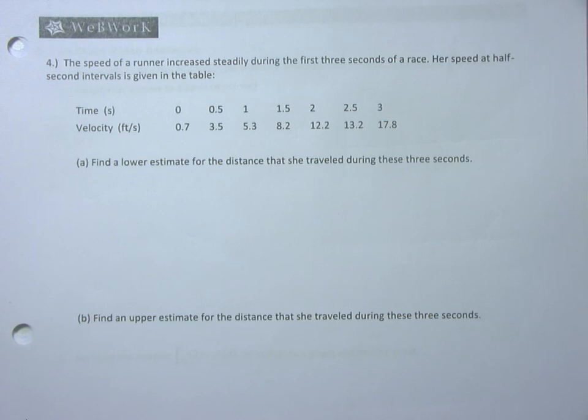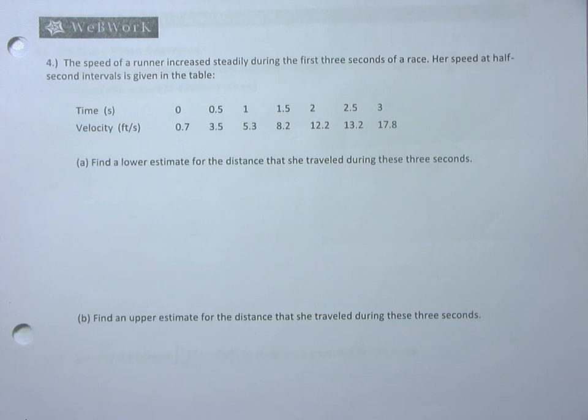And this is where her velocity is given. So at 0, right at the beginning, the gun sounds, and she's going 0.7 feet per second. Then at 0.5 seconds, she's going 3.5 feet per second. After 1 second, she's going 5.35 feet per second. By the time you're up to 3 seconds, she's increased her speed up to 17.8 feet per second. She's now really galloping. Does that make sense?